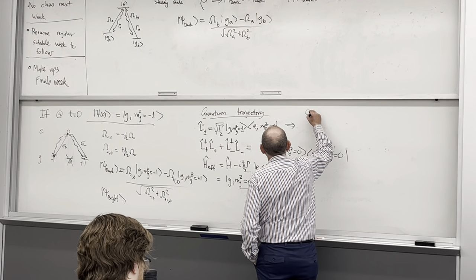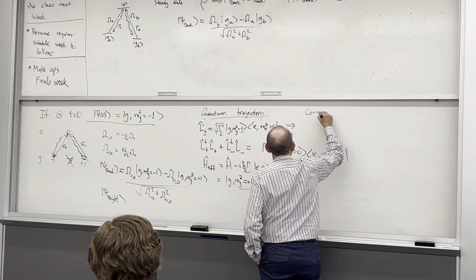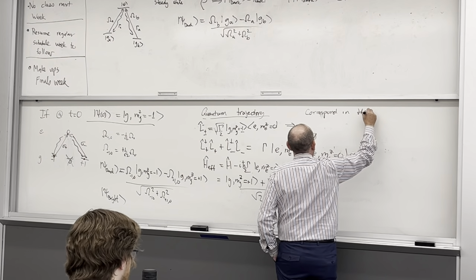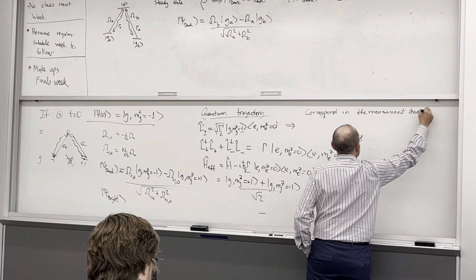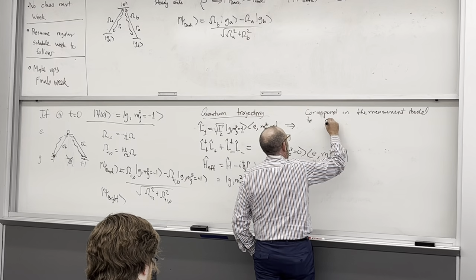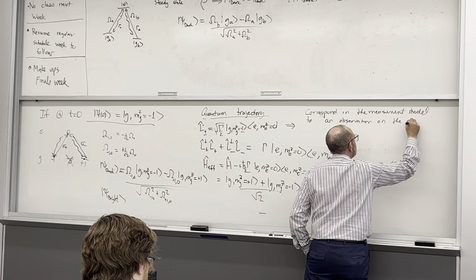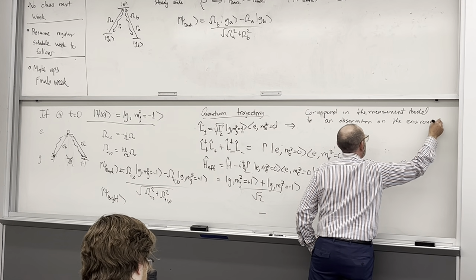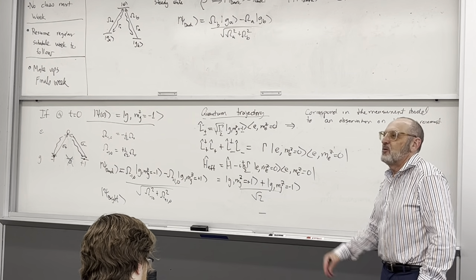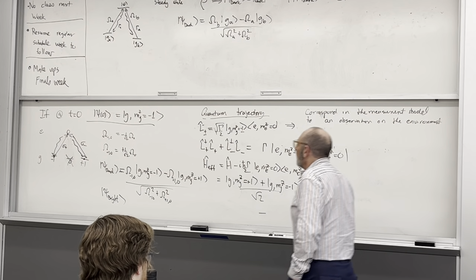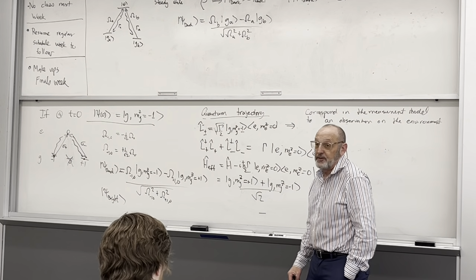These correspond, in the measurement model, to an observation on the environment, which is, in this case, the spontaneously emitted photon. So what measurement would I have had to do in order to determine whether this jump happened or that jump happened? I'd have to measure the polarization, right?